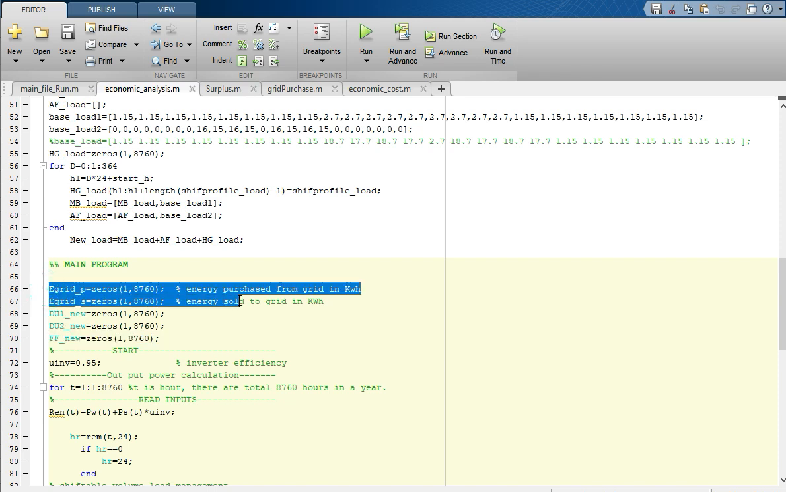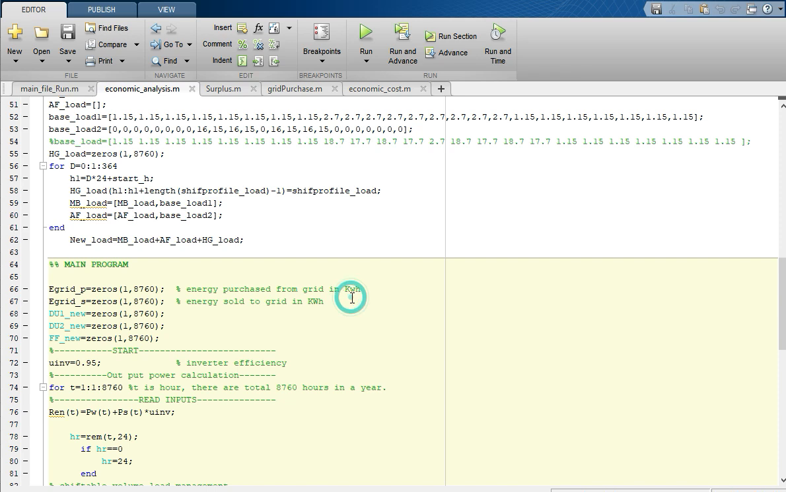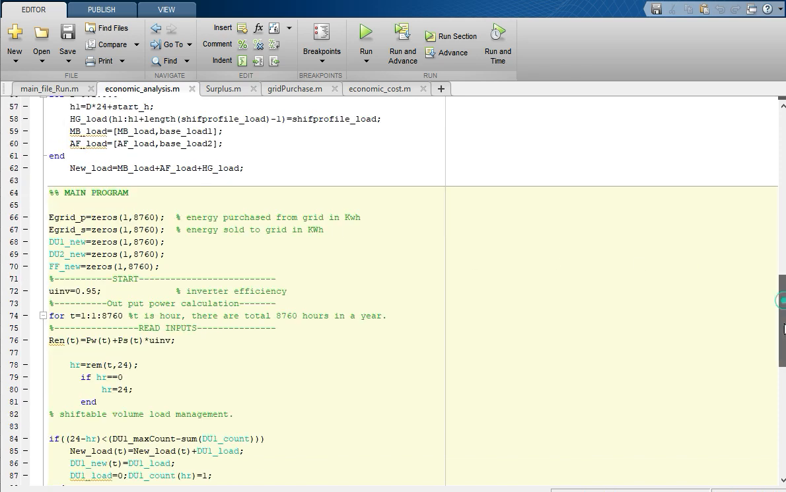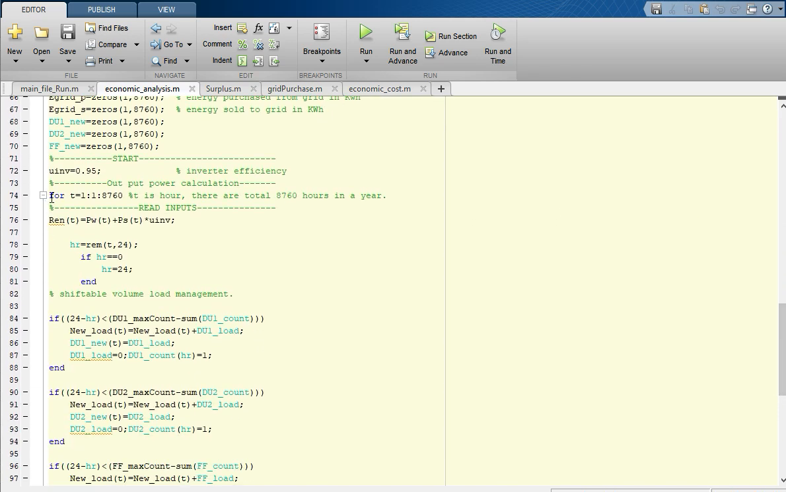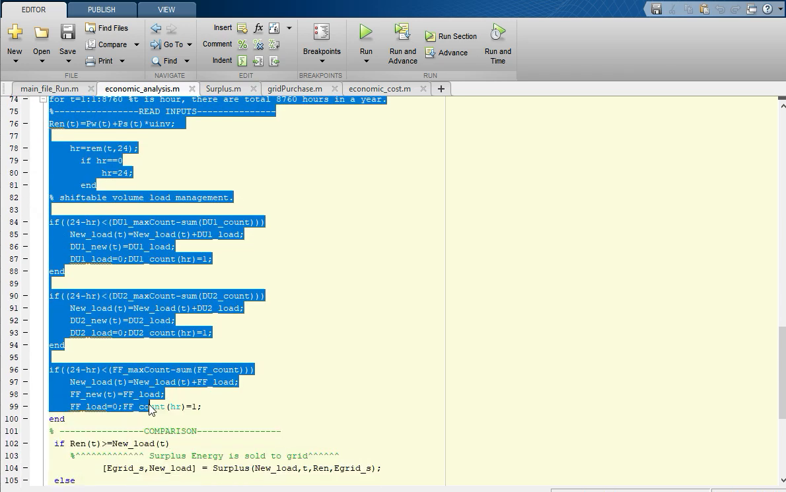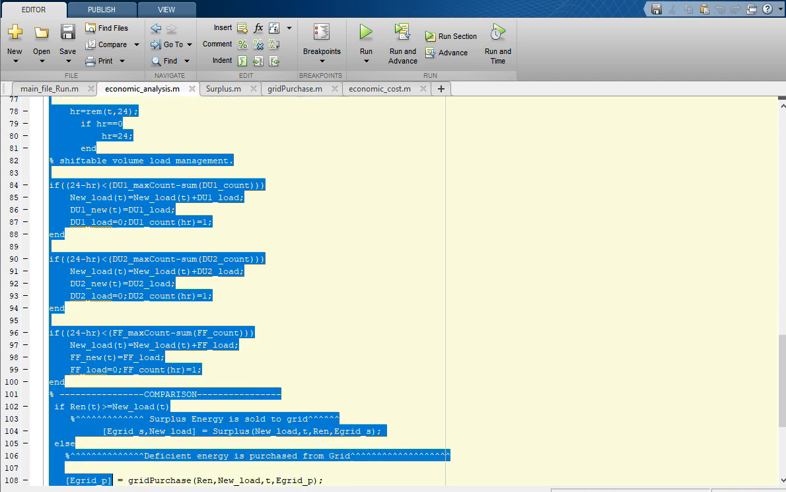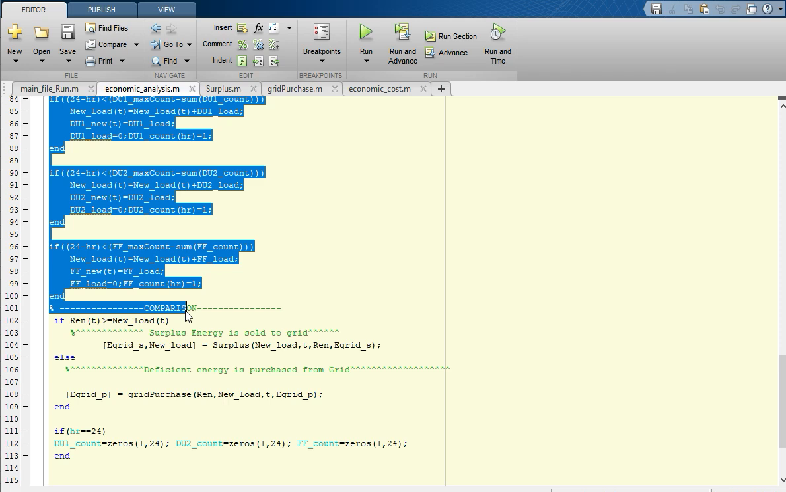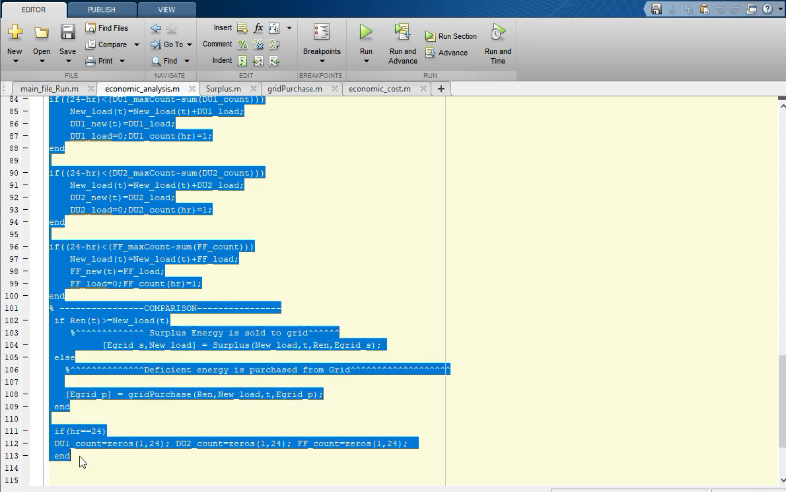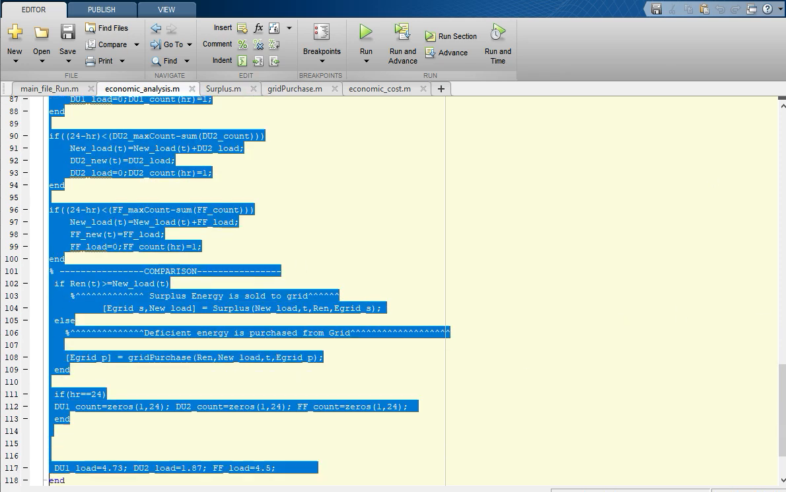This is the grid purchase and sale. Also it's null because we are just starting the simulation. So here it's the main simulation from this one up to this point. This is totally the for loop.